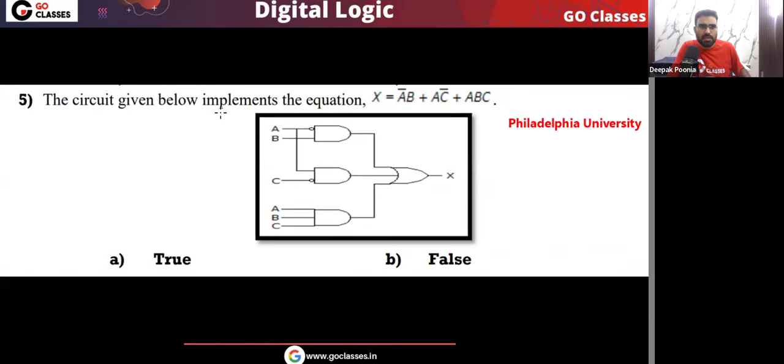Now let's solve this question. The circuit given below implements the equation, true or false. So this is a true or false question. The question is asking whether this digital circuit that we have implements this equation or not.